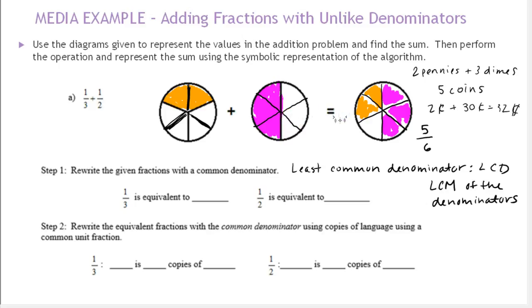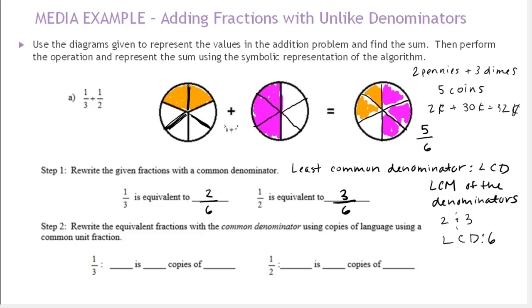Okay, so our denominators were 2 and 3, and in this case we found that our least common denominator was 6. And we'll look at that a little more on the next slide. So 1/3 is equivalent to 2/6. 1/2 is equivalent to 3/6.